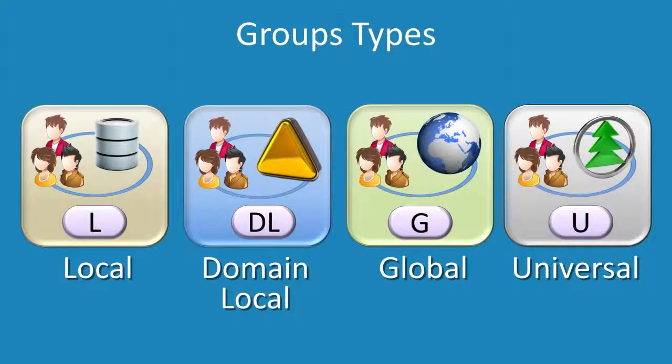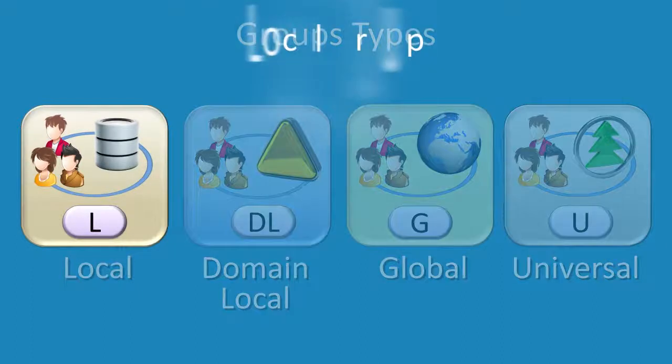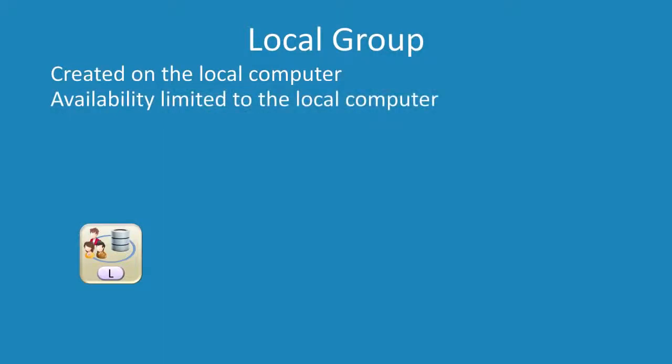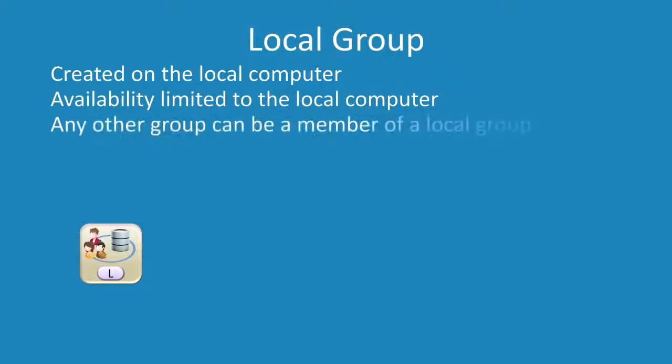This may seem like a lot of groups, but when you start working in large multi-domain environments, choosing the right group can give you a lot of advantages. Let's start by looking at local groups. A local group is a group that is created on the local computer. Since the group is stored in the local computer's security database, its availability or scope is limited to that computer. Even though the scope of the group is limited to the local computer, it is not limited as to what groups can be put into a local group.